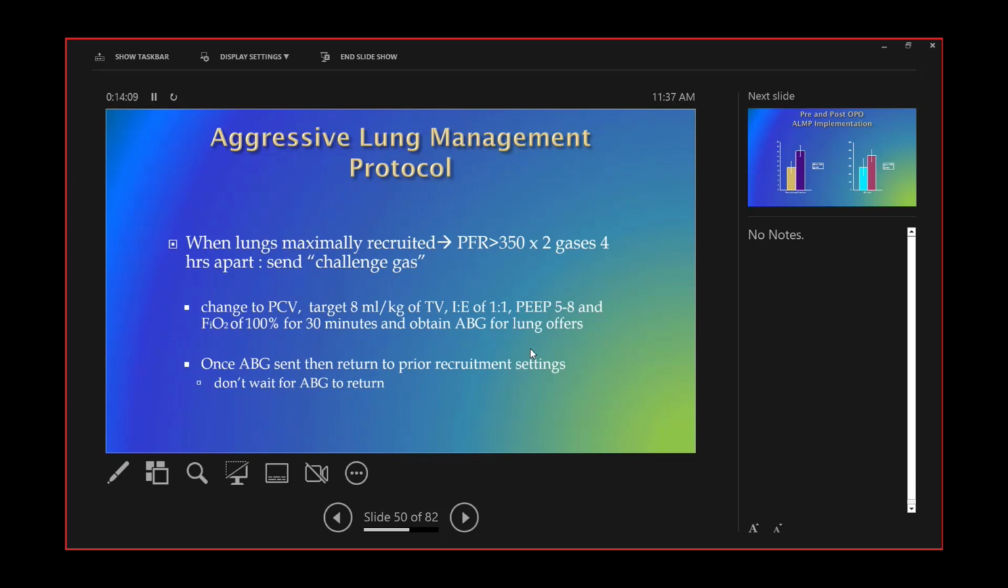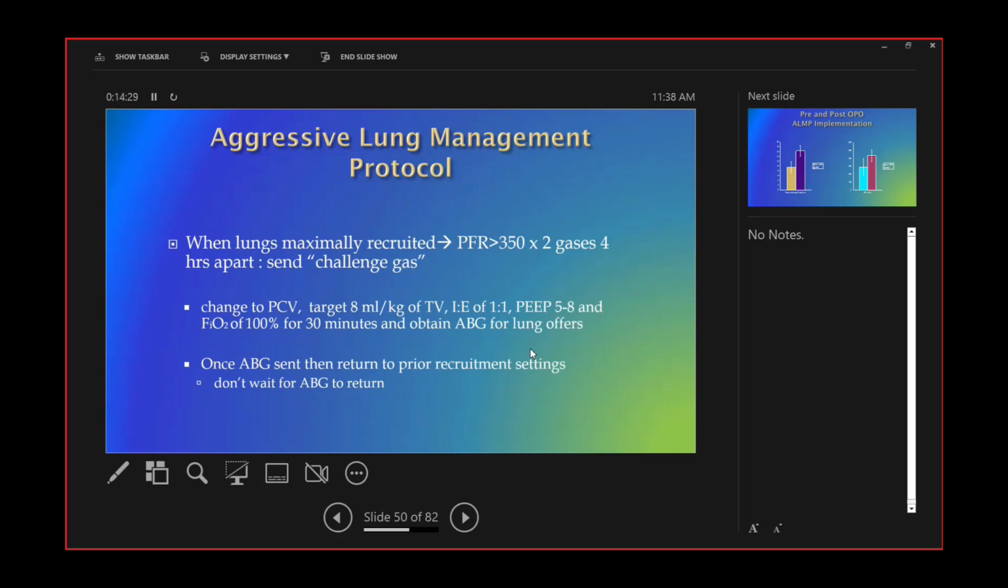Let's see. So then when the lungs are maximally recruited and I get 2 PF ratios of greater than 350 on my recruitment settings, whatever they are, then I'll do a challenge gas. And that's the challenge gas that I make offers on. If my PF ratio is greater than 350 on that one, I'll make my offer. But I'll leave them on the challenge gas settings for only 30 minutes, no more.